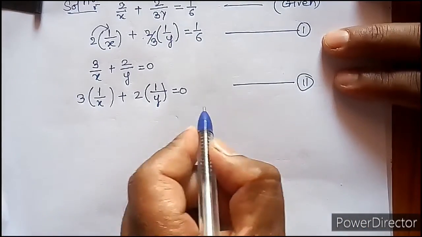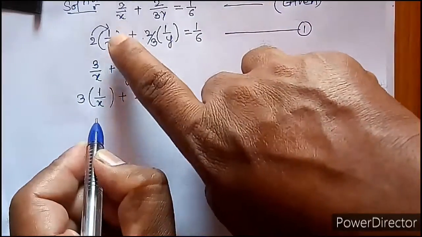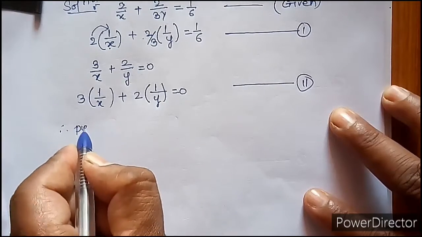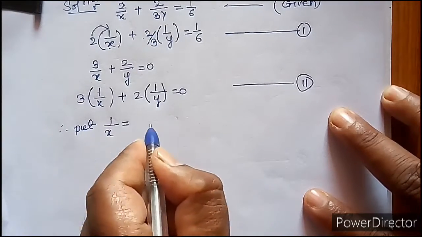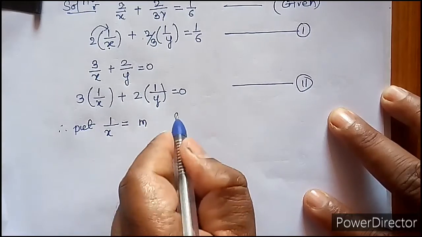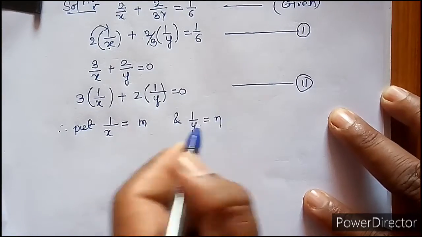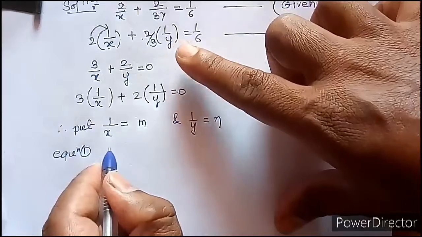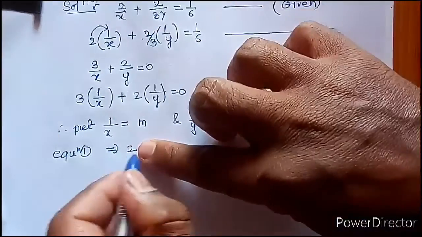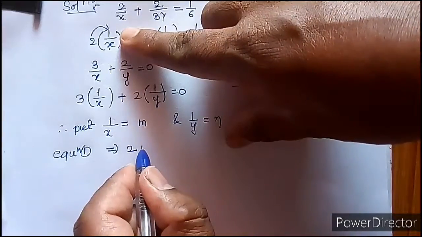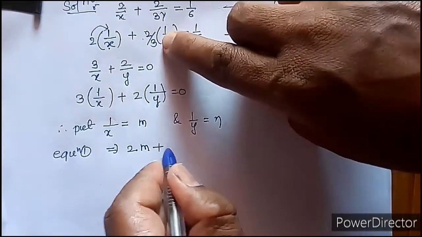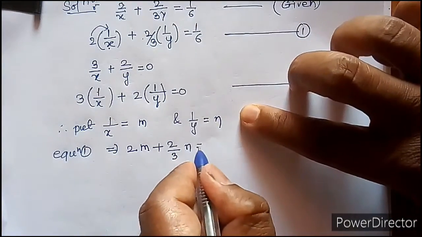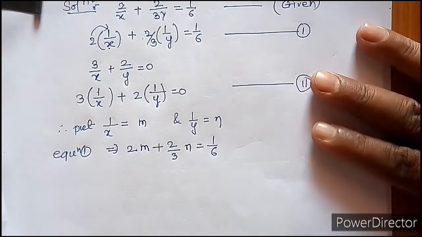Now what we have to do is substitute the values of 1 by x and 1 by y here. Therefore, put 1 by x equals m, it is a new variable, and 1 by y equals n. Here equation 1 will become 2 as it is. Now put m instead of 1 by x, that is 2m plus 2 by 3 as it is. Now put n instead of 1 by y, that is n equals 1 by 6. Now we get this equation.